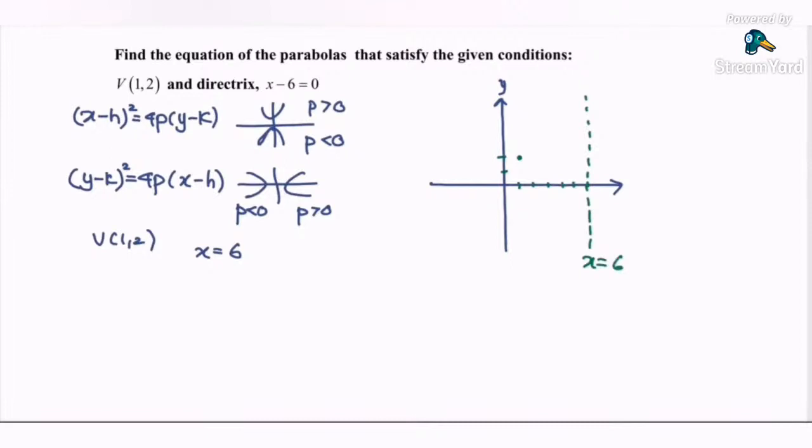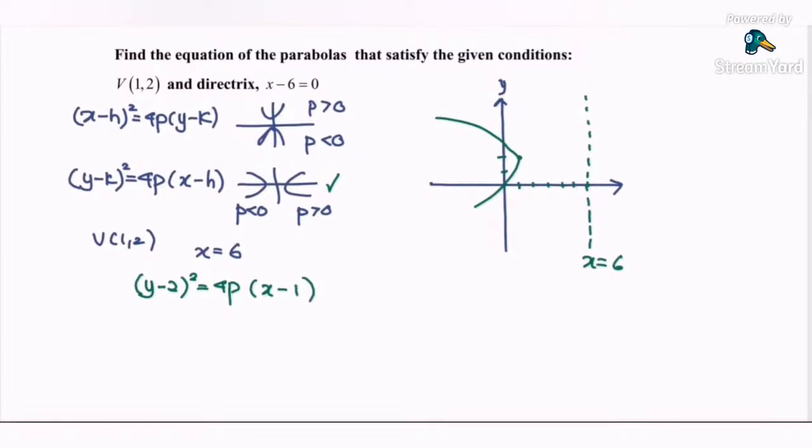Since the directrix is x equals 6, so meaning that the situation will be open towards the left. So meaning that we are dealing with this part. So (y - 2)^2 = 4p(x - 1).